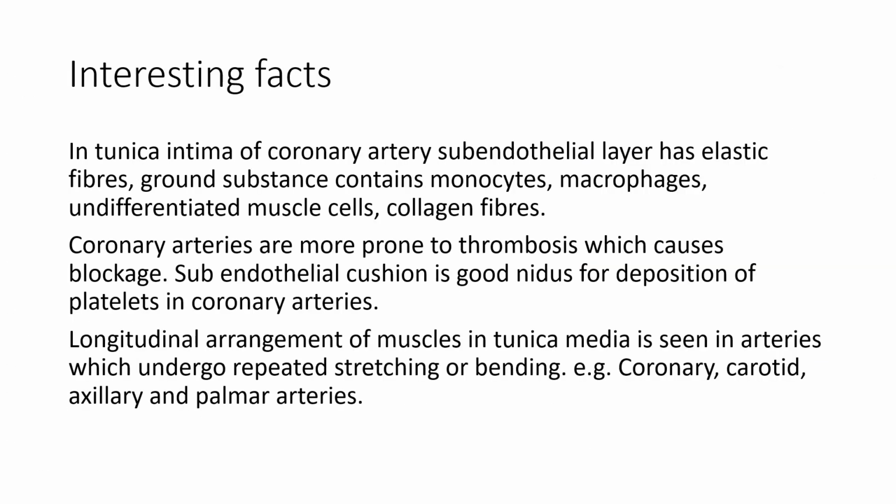We will know the interesting facts about coronary artery. Coronary artery is an example of muscular artery. So in the tunica intima of coronary artery, the subendothelial layer has elastic fibers, ground substance. Also, it has monocytes, macrophages, then undifferentiated muscle cells and collagen fibers are there. Coronary arteries are more prone to thrombosis because of which there is blockage, and the reason is endothelial cushion. It is a good site for deposition of platelets in coronary arteries. That's why they are more prone to thrombosis.